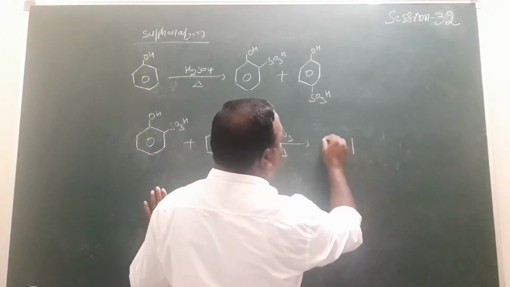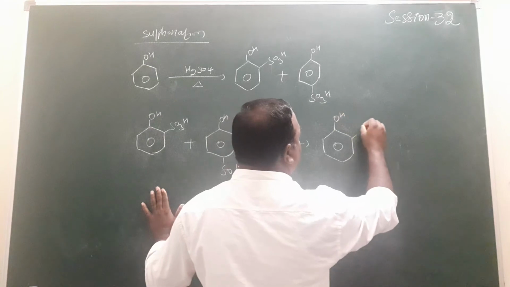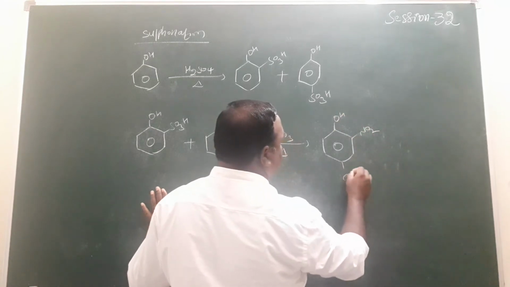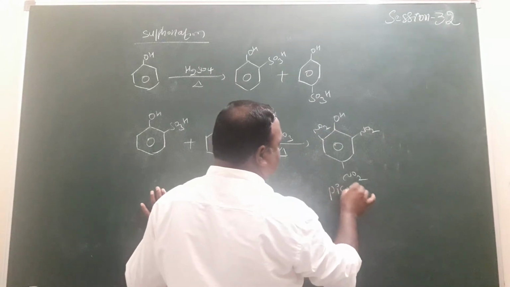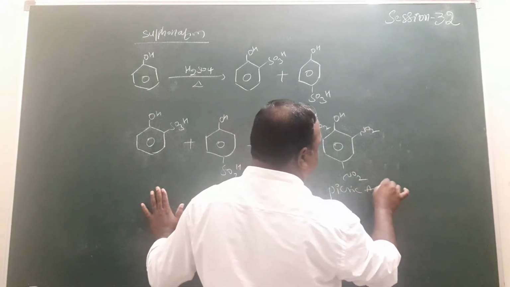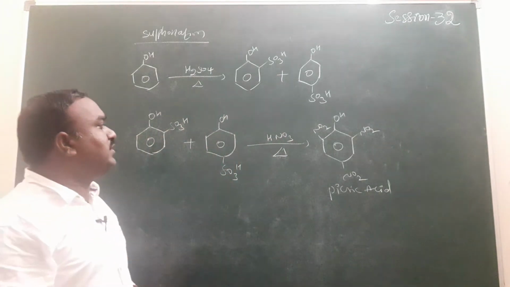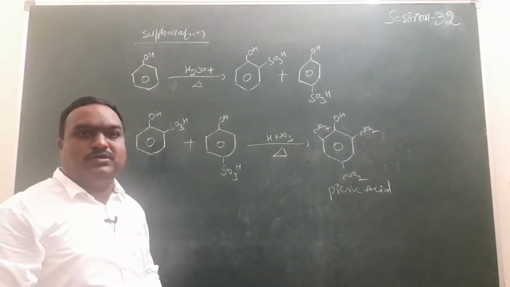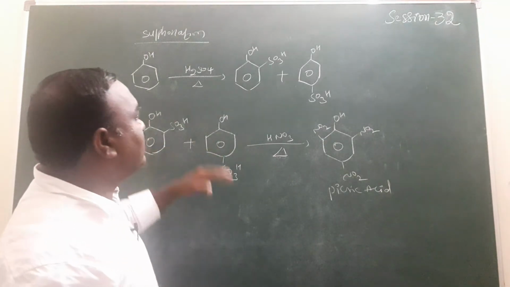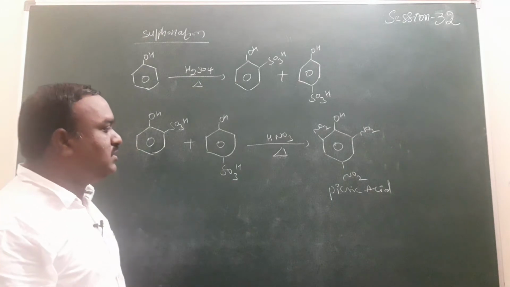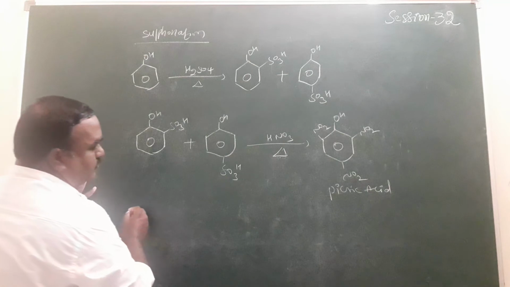Forms the picric acid. Here a NO2 group, again NO2 group, again NO2 group. Picric acid is formed here. So based on the reaction we can write that product. This is the way to write the products wherever sulfonation is given. Sulfonation reaction is given. Next one is the halogenation reaction.